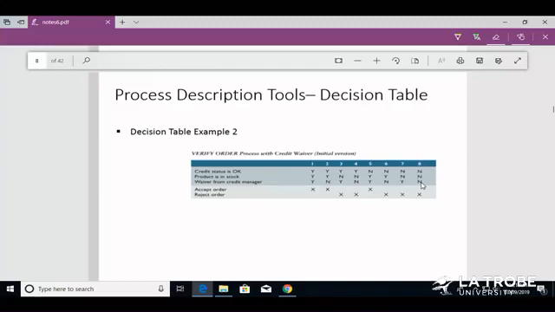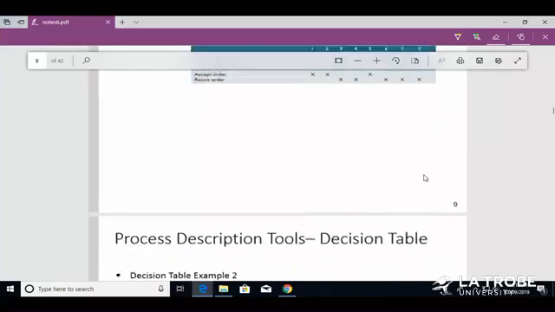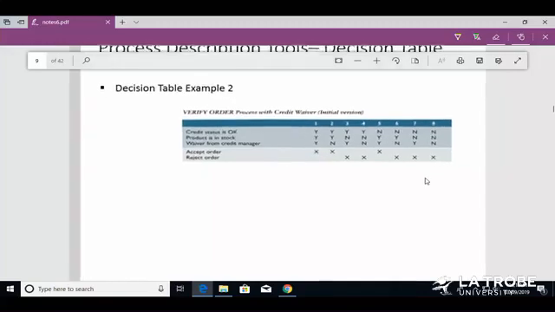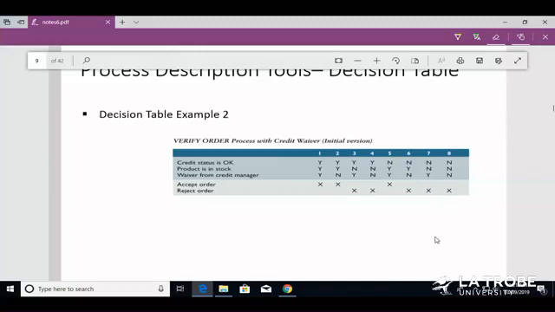From the case study, you will identify the conditions. You will identify the outcomes as well. And from the number of conditions, you will identify the number of rules or number of columns. All right, so okay, so as we said, this is the first step of creating the decision table.